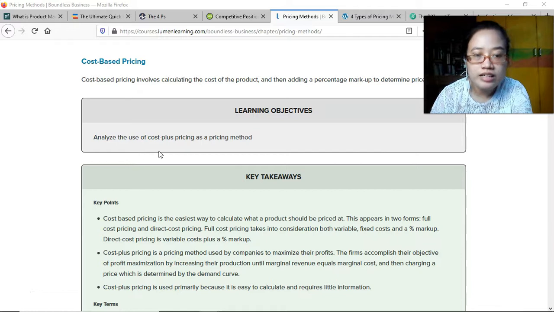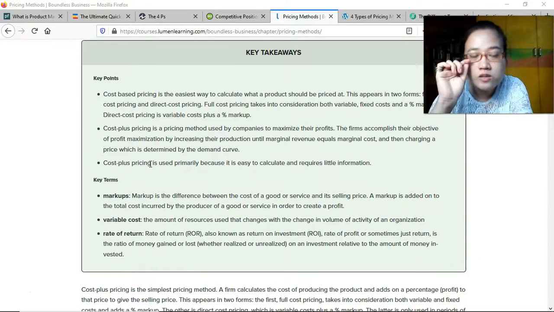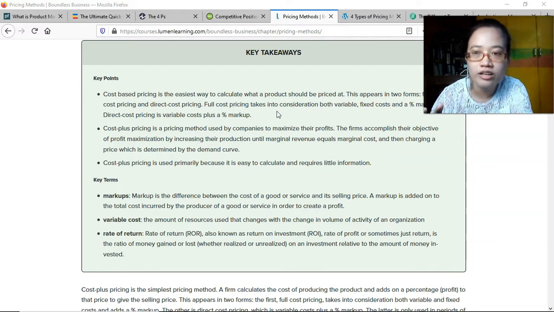Learning objectives: analyze the use of cost plus pricing as a pricing method. Essentially, cost-based and cost plus pricing are the same. Key takeaways: cost-based pricing is the easiest way to calculate what a product should be priced at, and it appears in two forms, full cost pricing and direct cost pricing. Full cost pricing takes into consideration both the variable and the fixed cost, the share of the product in the fixed cost of the company, and a percentage markup. In direct cost pricing, only the variable costs are considered plus a percentage markup.